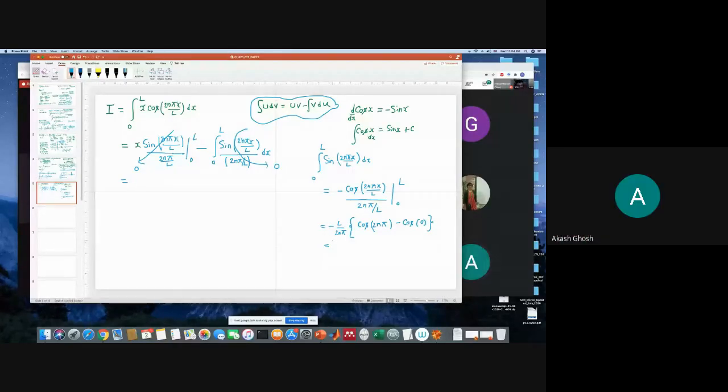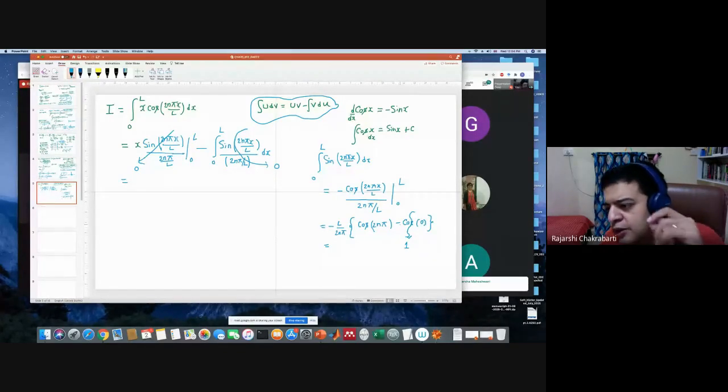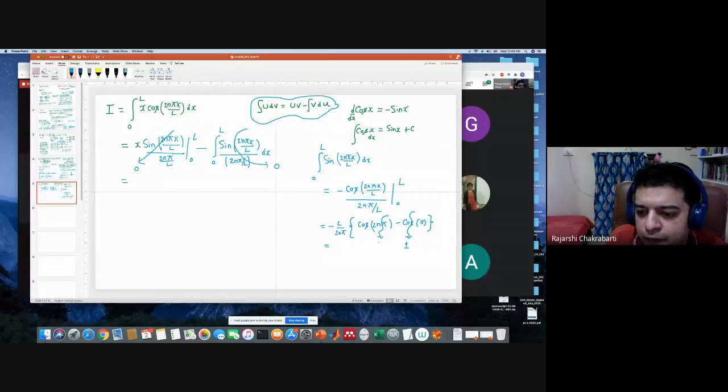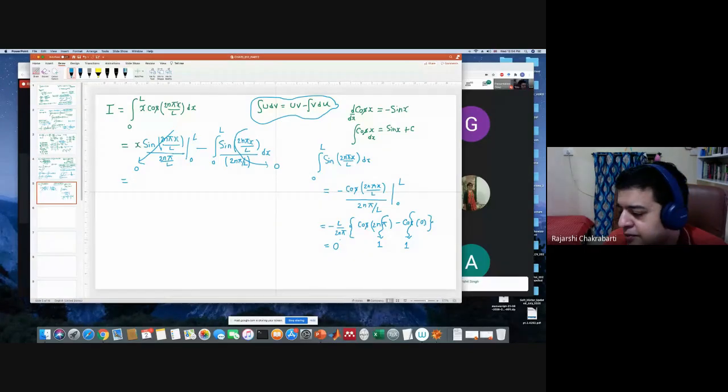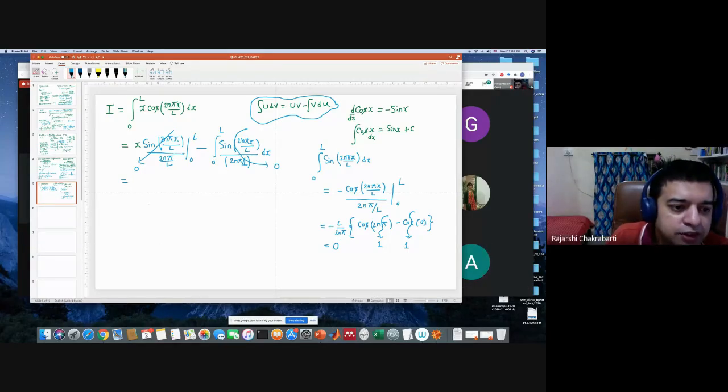0, sir. See, cos 0, what is the value of cos 0? 1. What is the value of cos 2n pi when n is 1, 2, 3, 4, like this? Always 1. 1 minus 1 is how much? 0. Are you convinced this integral is 0? Tell me something, Akash. Where are you? Yes, sir. So your integral is 0. The whole integral is 0.